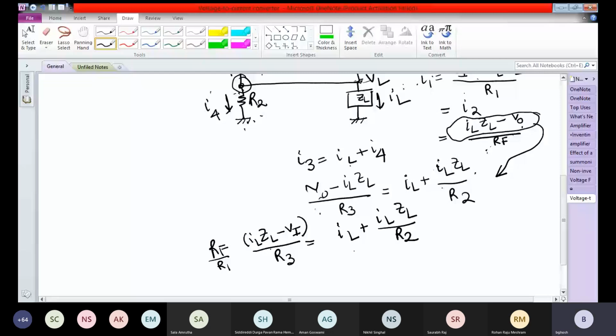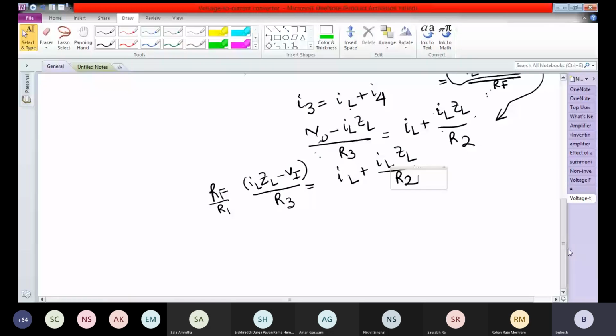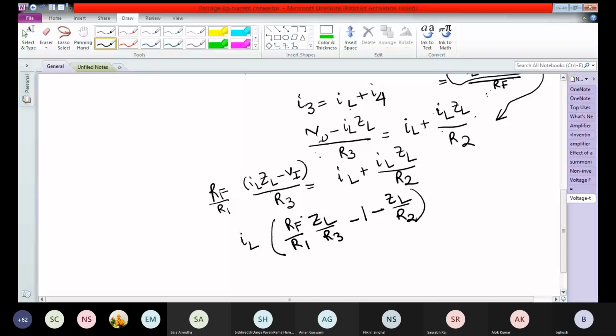So now if I combine the terms with only IL, we get IL times (ZL by R3 minus 1 minus ZL by R2) equal to VI RF by R1 R3.